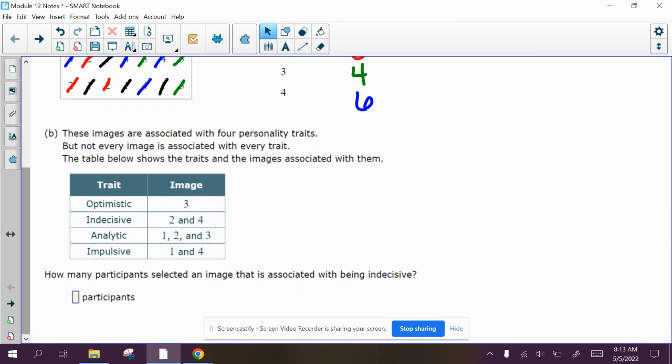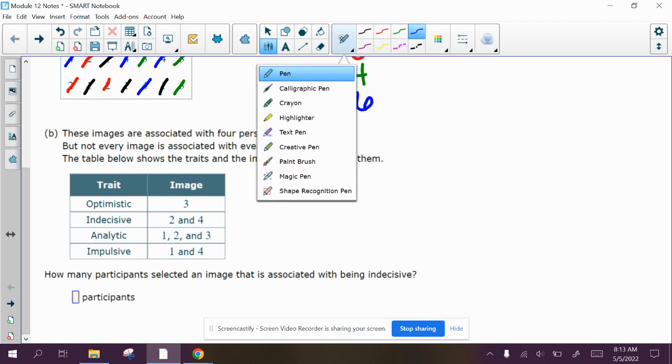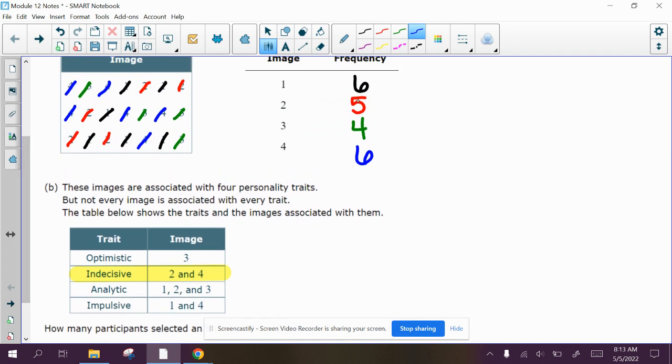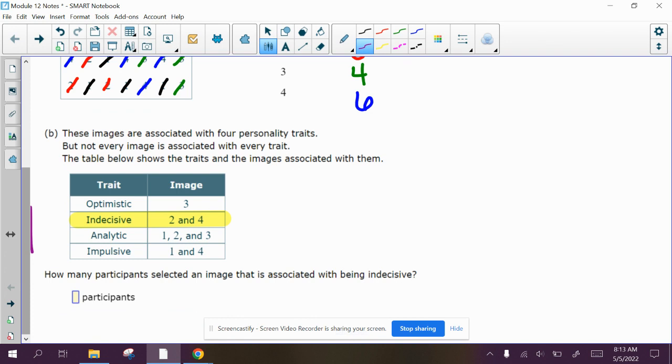Part B says the images are associated with 4 personality traits, but not every image is associated with every trait. The table below shows the traits and the images associated with them. And then it asks how many participants selected an image that is associated with being indecisive. So then we go and look at this table, and we see that indecisive is images 2 and 4. So we go back up here. We see 2 had 5 people, 4 had 6 people. We add them together, and we get 11 participants.